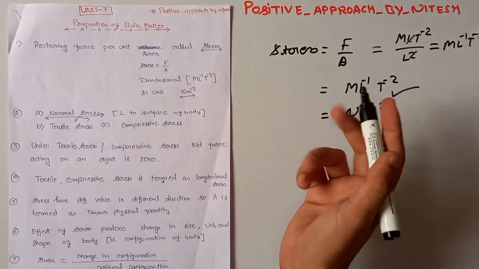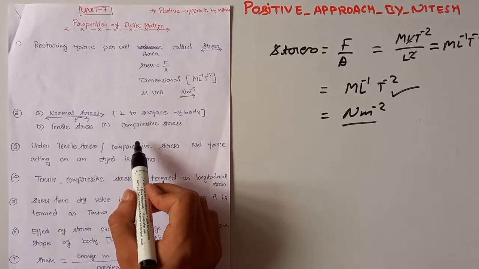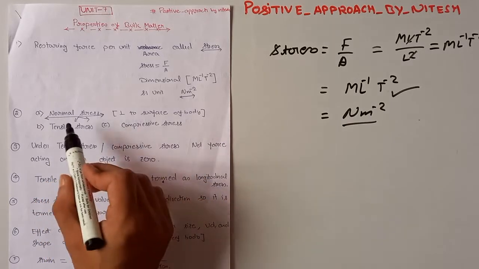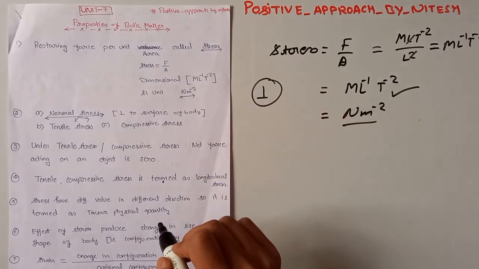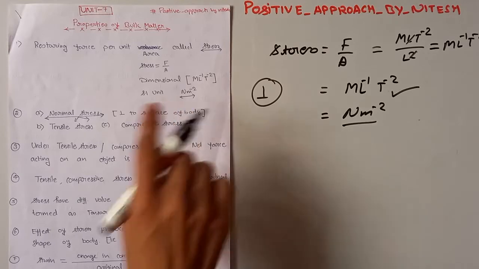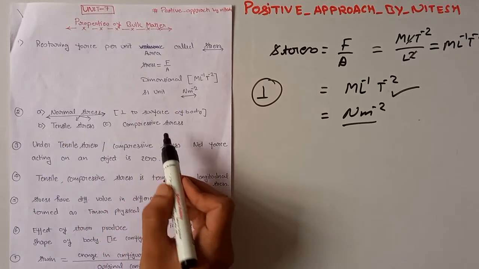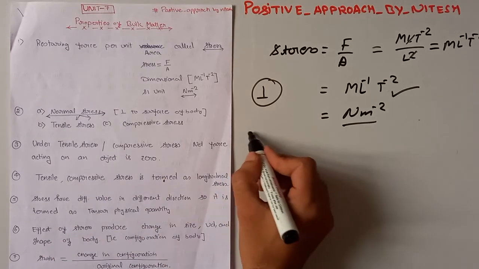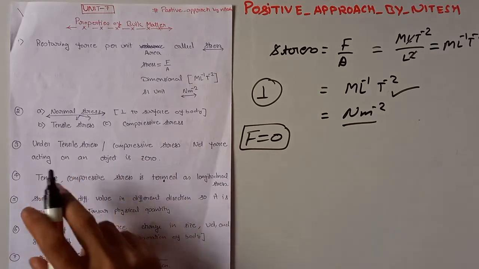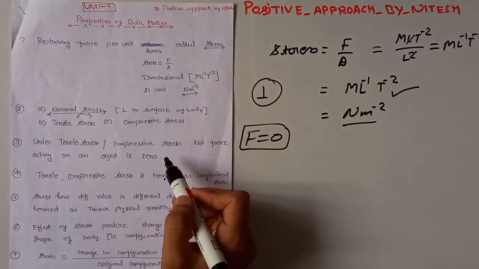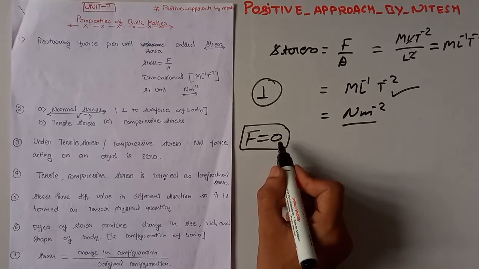Now, stress is of three types. The first one is normal stress, the second one is tensile stress, and the third one is compressive stress. And what is normal stress? Normal stress is perpendicular to the surface of the body. Under tensile stress or compressive stress, the net force acting on the object, acting on the system, is equal to 0.